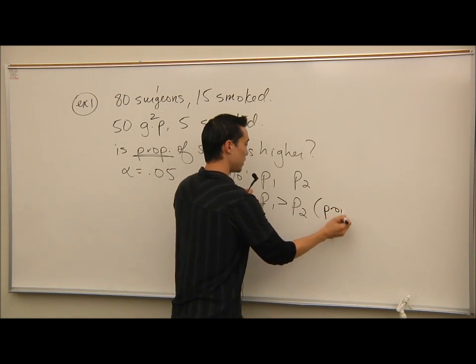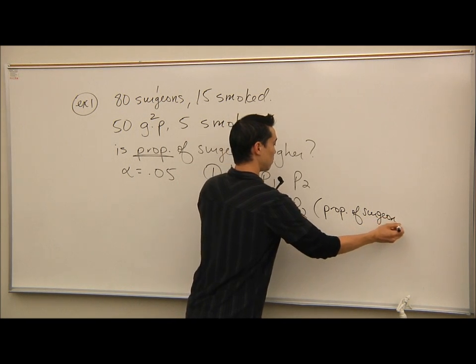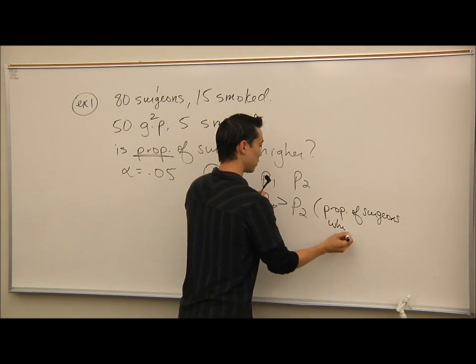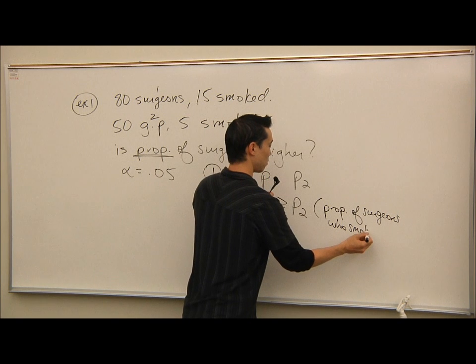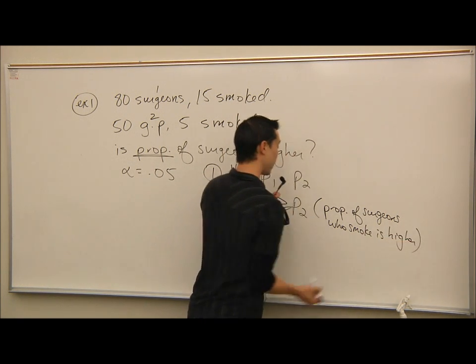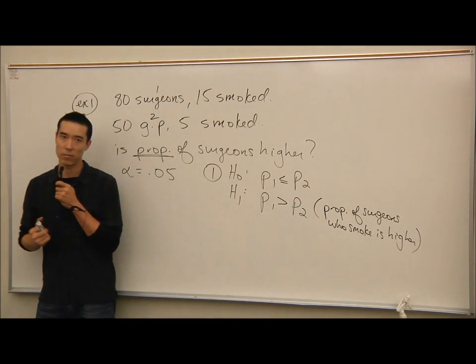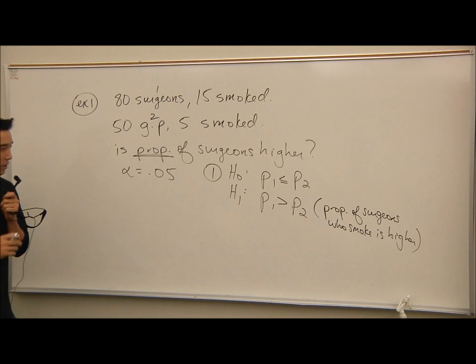So I'll put what that means. The proportion of surgeons who smoke is higher. Great, then the opposite, less than or equal to, for my H0. And I'll be done with my null and alternative hypotheses.